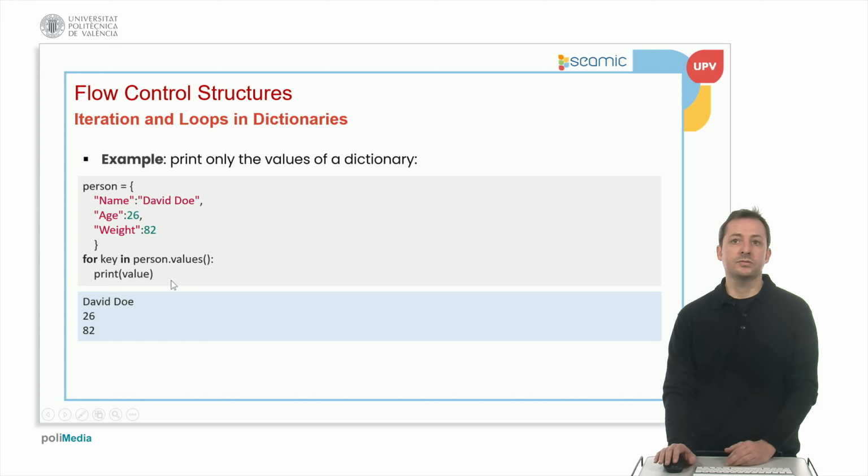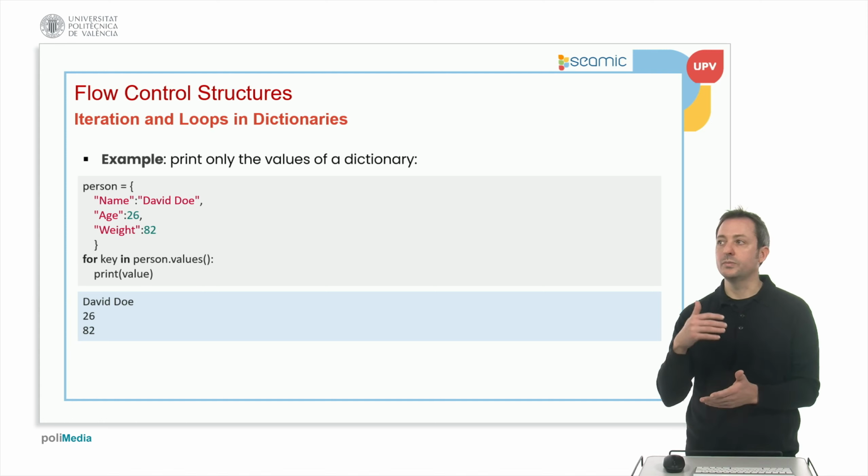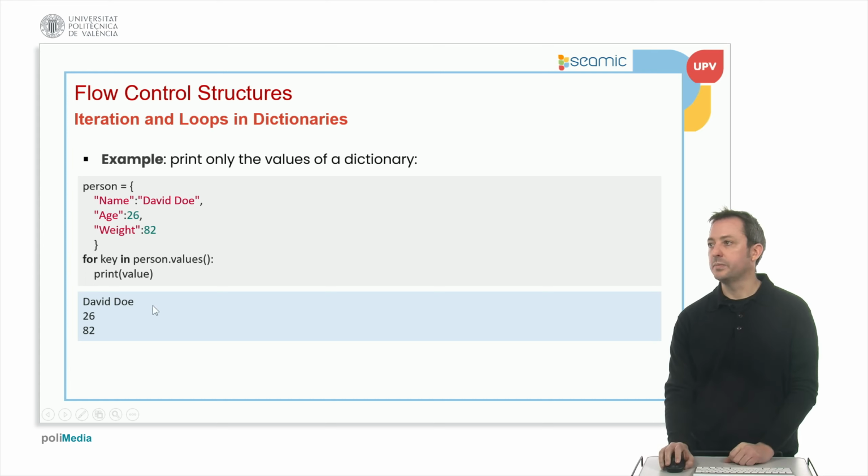And of course, apart from items and keys, we can use the method values in order to traverse any of the values of the dictionary. In this case, this will be the result of this.